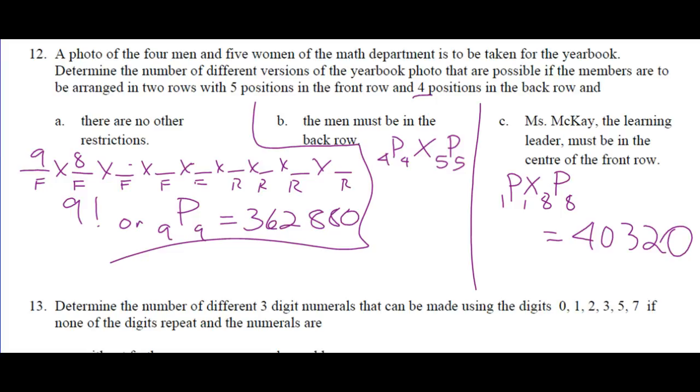Does it matter that they're in rows? No. Could they be in a line? Sure. Could you be in the center of 9? Yep. Could you be on the left end? Yep. Right end? Yep. They're all 40,320 ways, right? All we're saying is she's in a specific position. After that, there's no restriction, right? There are 8 people left to go in 8 positions.